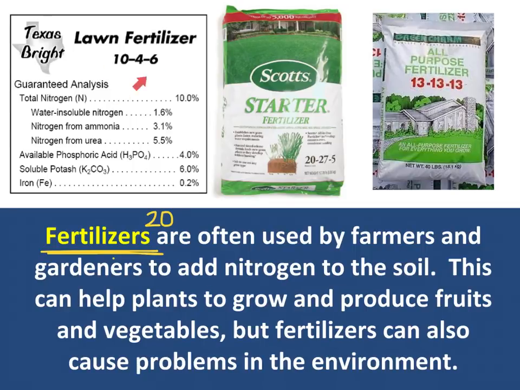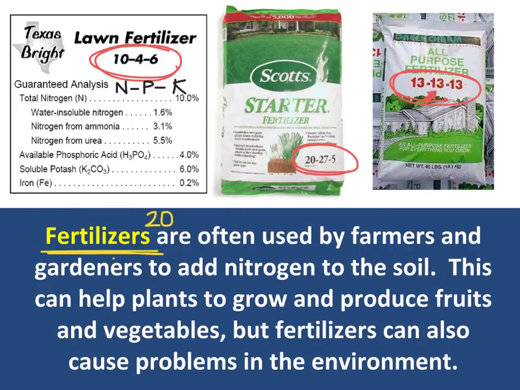So looking at these three different fertilizers, you have lawn fertilizer, this starter fertilizer, and this all-purpose fertilizer. We've talked about this one before, so I'm going to circle these three numbers right here. The first number will always be the nitrogen. The second number will always be the phosphorus. And the third number will always be the potassium. Always, okay? Nitrogen, phosphorus, potassium.